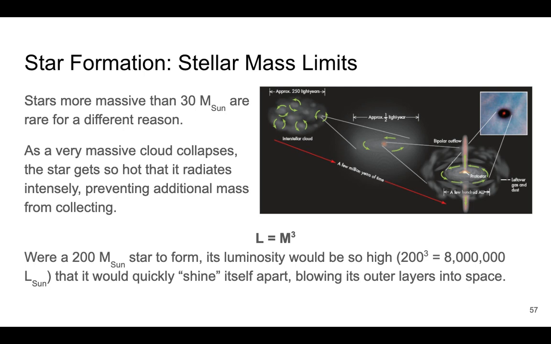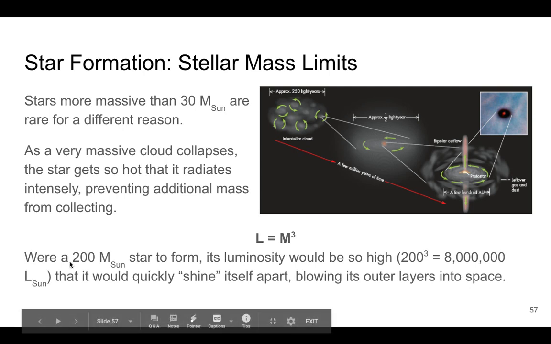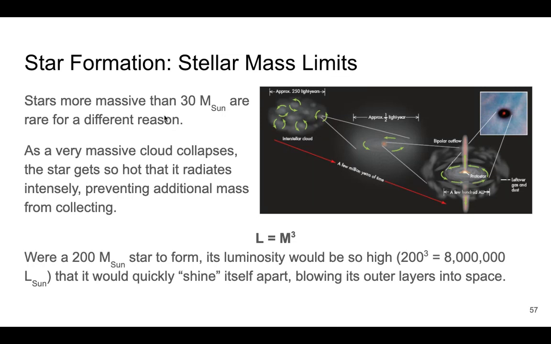What's going on is, as this massive gas cloud is collapsing, eventually it's going to heat up and form a protostar, and then it's going to start doing fusion in the core, and that kind of ceases the collapse because now we've got pressure pushing out. So it limits how much stuff can fall into the star in the first place.